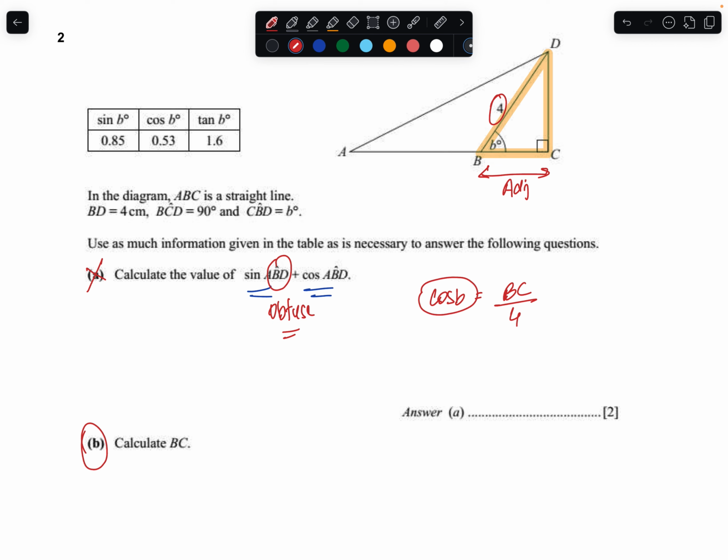अगेन cos b कहाँ से आएगा? cos b भाई साहब ये दिया उसने 0.53. That's the value of cos b. So I'm going to replace cos b with 0.53, and that is equal to bc over 4, and then I just multiply this 4 there. So we get bc as 4 times 0.53, which happens to be, अब इसको बगैर कैलकुलेटर के करना है तो 4 times 53 कर लो.